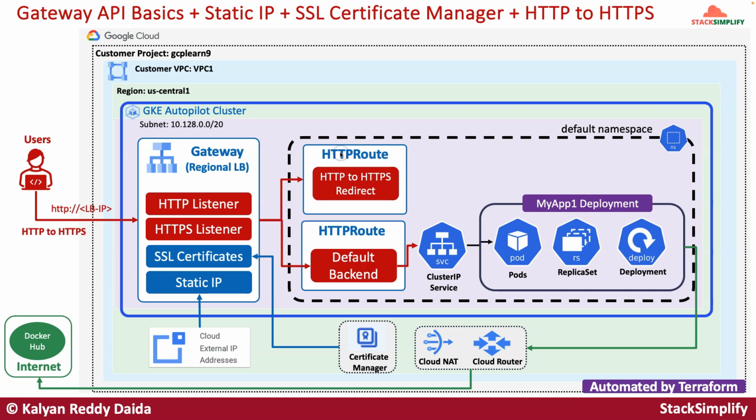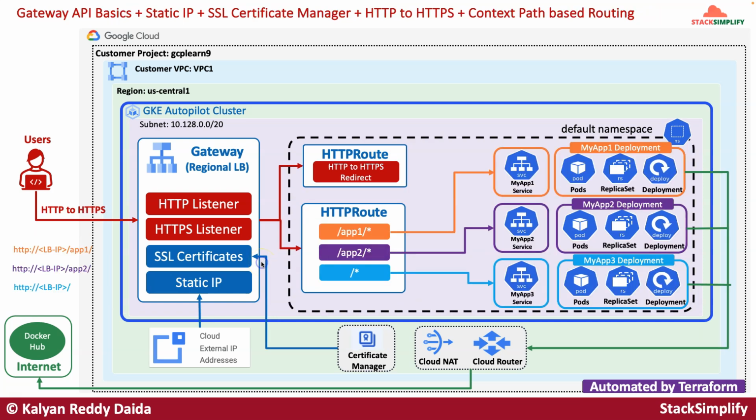And once that is completed, we'll focus on implementing HTTP to HTTPS redirect. So when we provide a URL in our browser, it will automatically redirect to the HTTPS URL. In a production grade implementation, this is a very important feature. So how to implement that in Gateway API, we are going to do it here. So how we will create HTTP listeners and an HTTP to HTTPS route, and all those things we are going to implement.